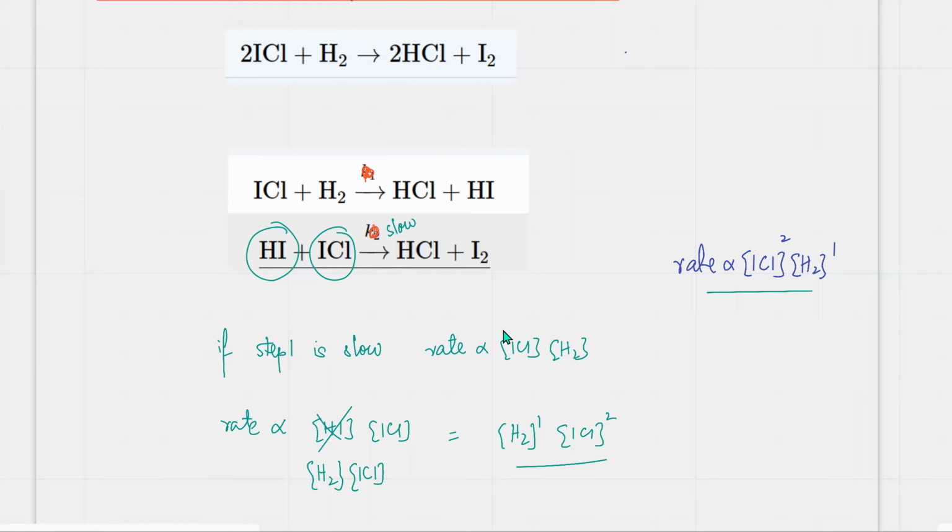Yes, sir. Okay, Lubena, is this clear? Shafak, is this clear? Yes, sir.